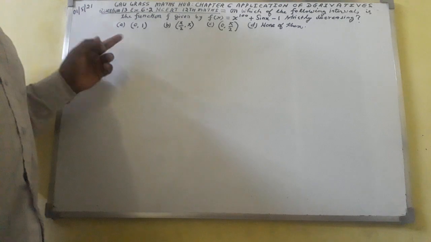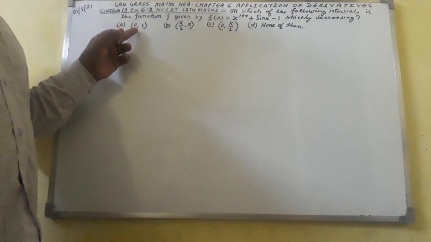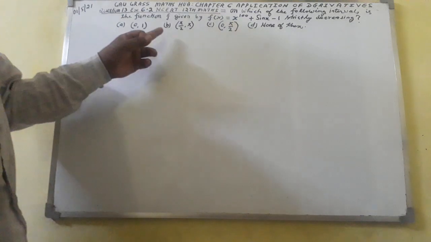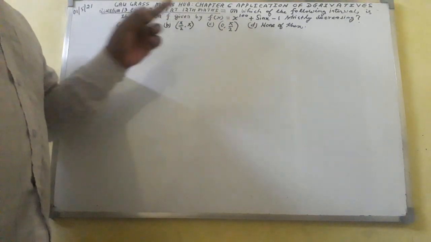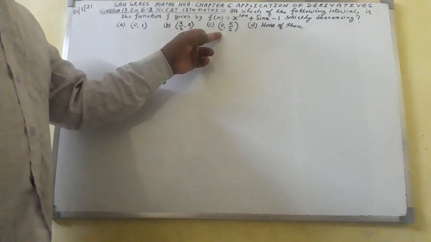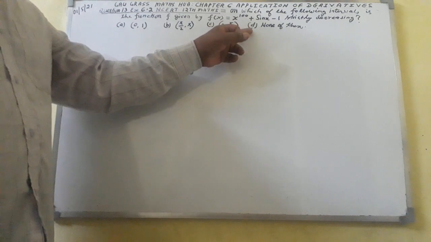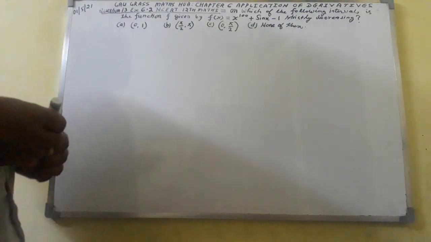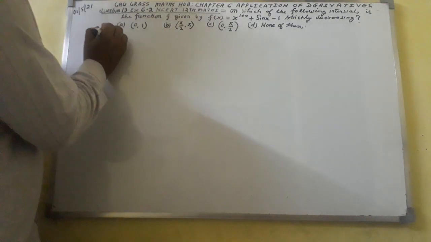Option A, open interval 0, 1. Option B, open interval pi by 2, pi. Option C, open interval 0, pi by 2. Option D, none of these. Now let us see how this question is going to be solved. Here I shall write the solution.